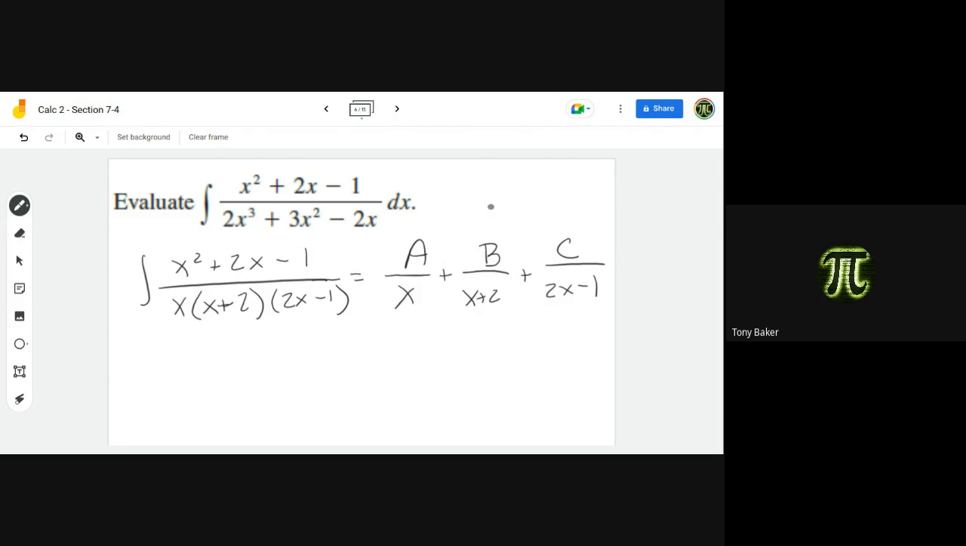If I was putting these fractions back together, that would be my common denominator, correct? So my numerator, x squared plus 2x minus 1, would be a times x plus 2 times 2x minus 1. I would multiply that by the two pieces that are not underneath it. So these two. And then b times x times 2x minus 1. And then c is x times x plus 2.